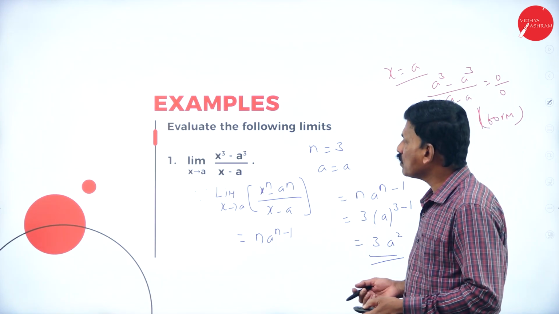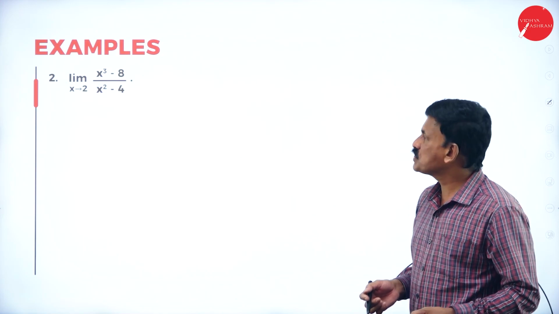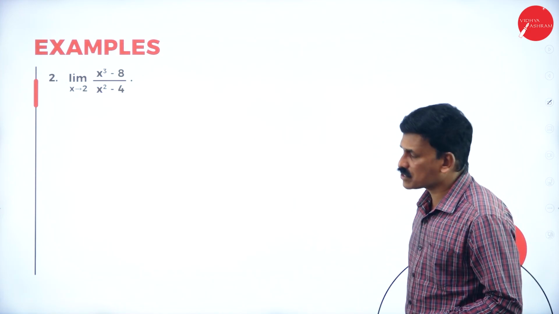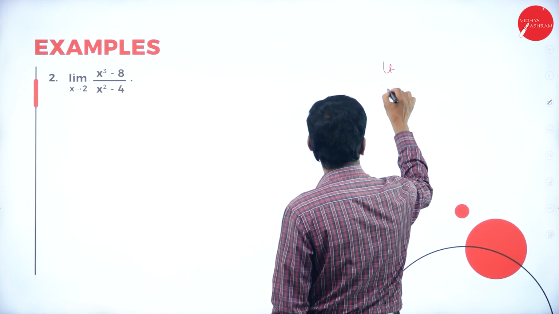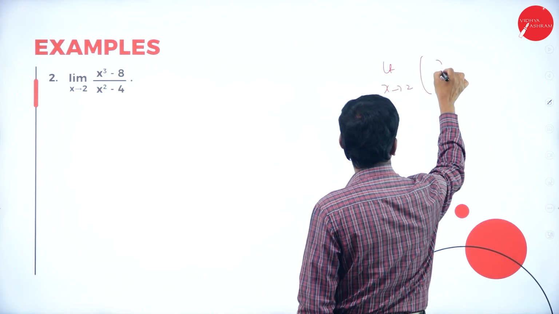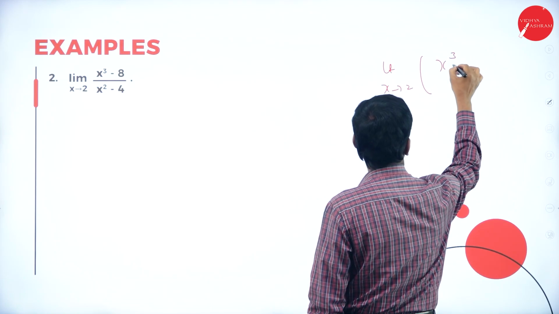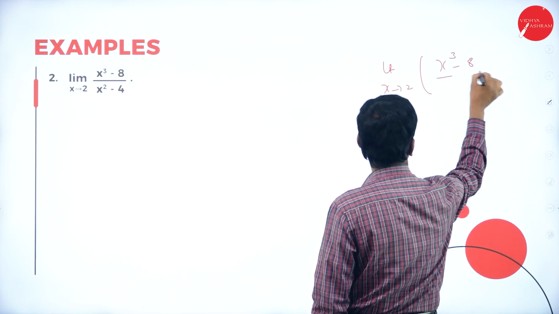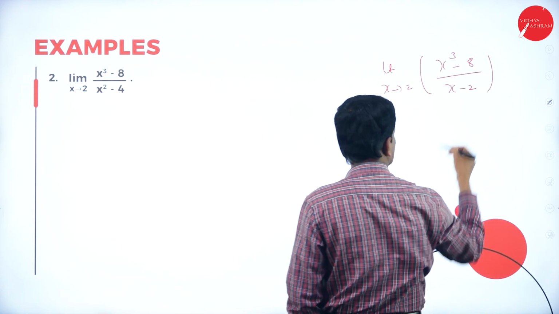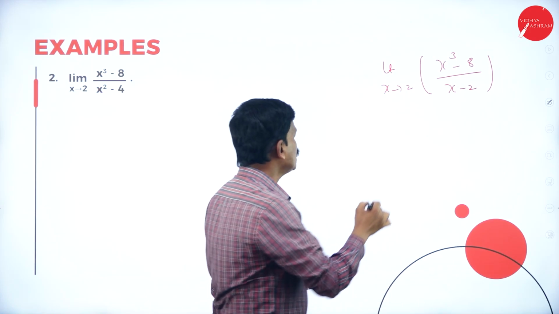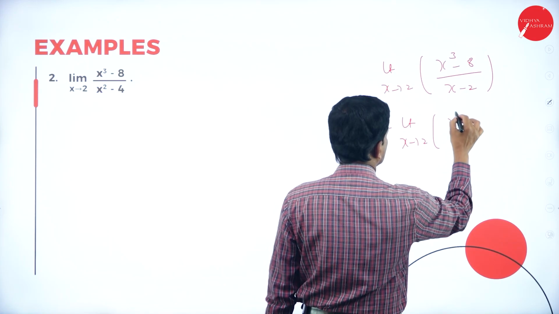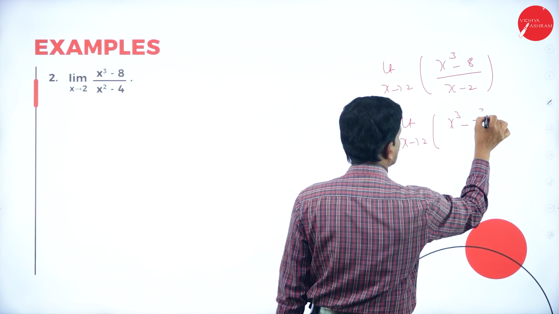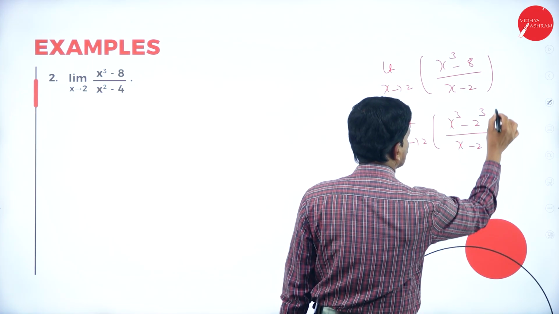Now, move on to the next problem. Limit x tends to 2 of x cube minus 8 divided by x square minus 4. Now, listen, suppose if it is like this, limit x tends to 2 of x cube minus 8 divided by x minus 2, straight away we can write. So, here this can be written as limit x tends to 2 of x cube minus 8, which is 2 cube, divided by x minus 2.